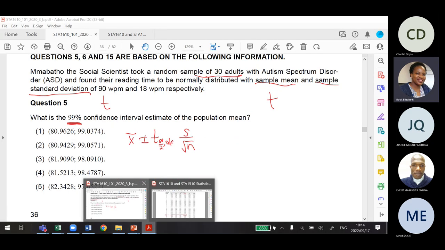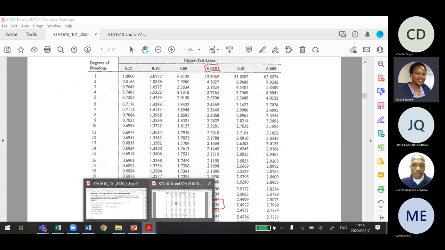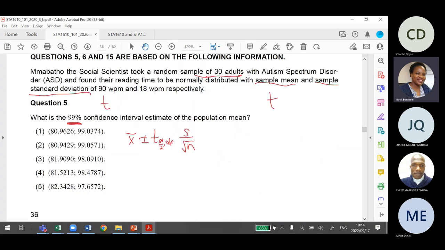2.58, but that is not the case because this is T. You will do that in the exam. You will get it wrong. Don't do that to yourself. So it's 99. If it's T, remember, it's not something that you can always remember. We need to go and find it, which 99 is the same as 0.01 divided by 2. And our degrees of freedom will be 30 minus 1.